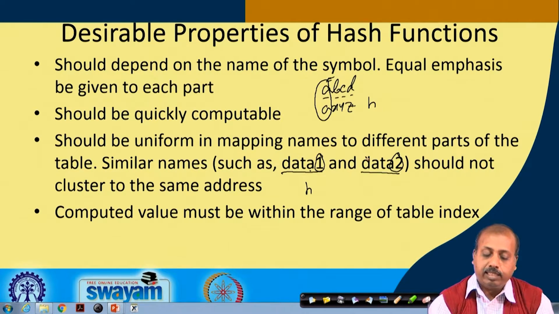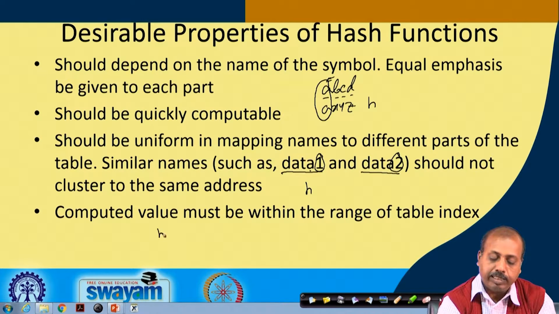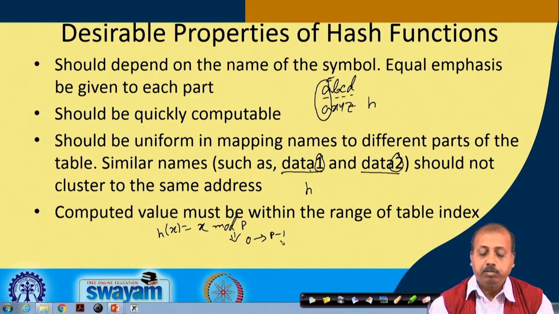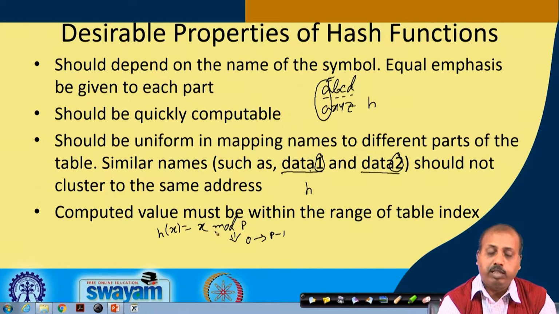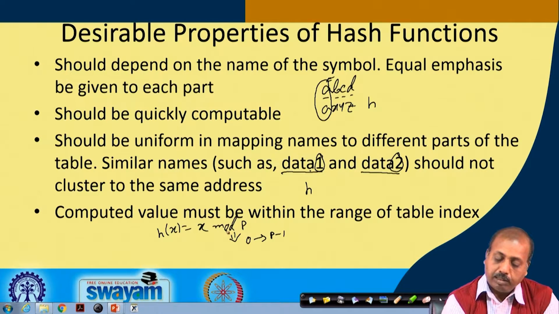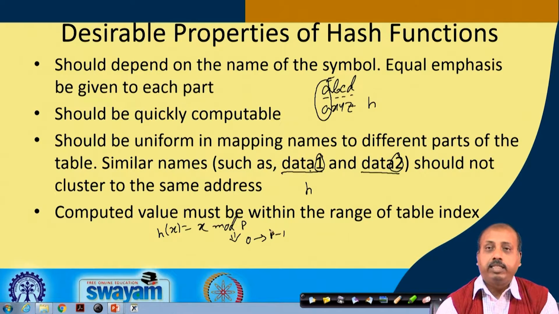As I said, we can use the modulo function, h of x equal to x mod p. In this case the range is from 0 to p minus 1. If you are using some other hash function instead of this modulus function, which is pretty common, then the range of indices generated from h may not match the actual table index range. That can create difficulty, so this is also another desirable property. These are the desirable properties, and as a compiler designer we have to keep all these points in mind to come up with a good hash function.